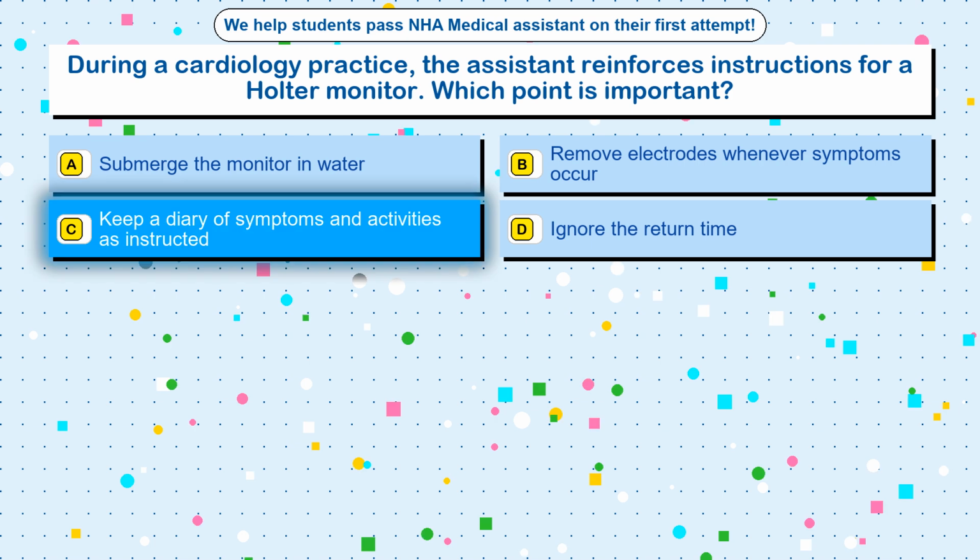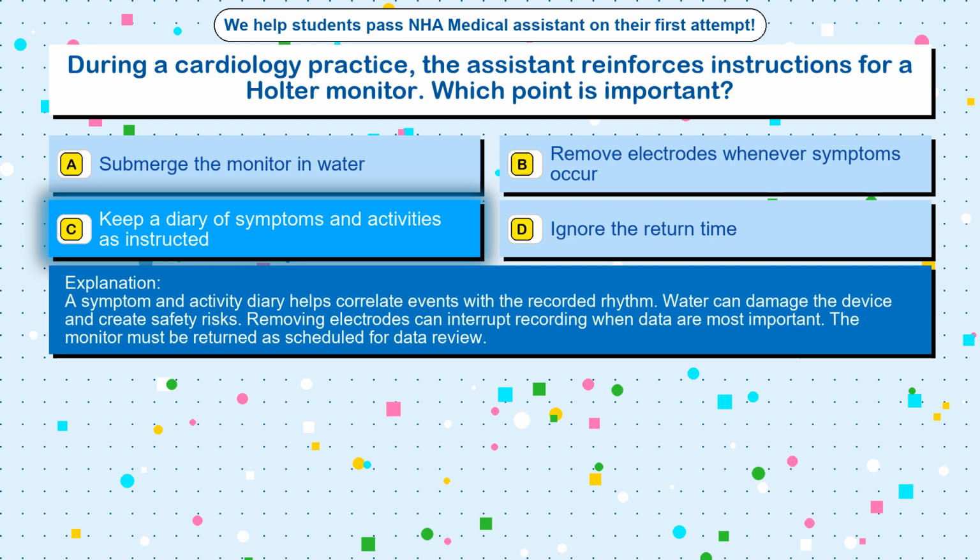The correct answer is option C. Keep a diary of symptoms and activities as instructed. A symptom and activity diary helps correlate events with the recorded rhythm. Water can damage the device and create safety risks. Removing electrodes can interrupt recording when data are most important. The monitor must be returned as scheduled for data review.